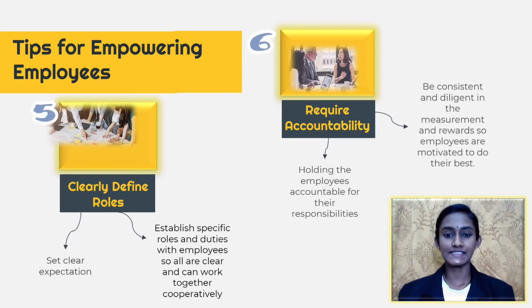The sixth tip is require accountability. While it may seem contradictory to empowerment, consistently holding employees accountable for their responsibilities will empower them to take genuine ownership of their work. Depending on the workforce circumstances, this could mean administering consequences, praising them for work well done, or providing incentives for improvement. When people take ownership of their work, or if they see others being held accountable, they are more likely to put in extra effort. The leaders should also be consistent and diligent in measurements and rewards so employees are motivated to do their best.